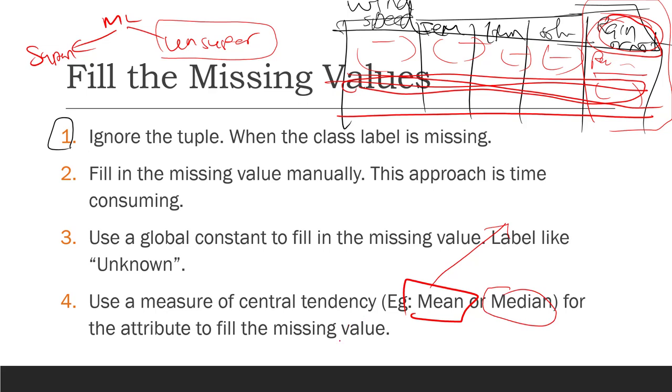But if you have a data set with categorical data, categorical data means maybe nominal data, or ordinal data, or binary data.